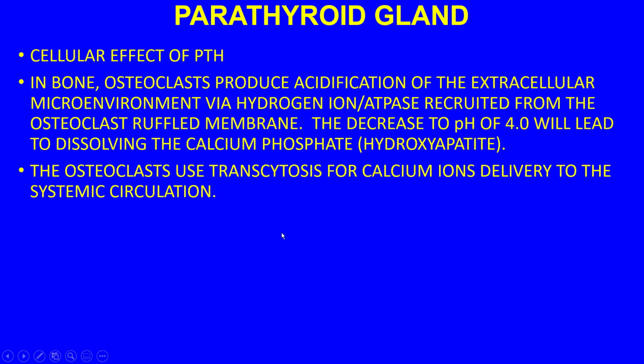Now in the bone, the osteoclasts are going to produce acidification of the extracellular microenvironment via hydrogen ion ATPase, and that's going to be recruited from the osteoclast's ruffled membrane. In essence, what they're going to do is start pumping out hydrogen ions and dropping the pH in the localized area. When you pump down to about 4.0, that's going to lead to the dissolving of calcium phosphate. Osteoclasts will also use transcytosis for calcium ion delivery to the systemic circulation. They have to pass it literally through their cells from endocytosis to exocytosis.